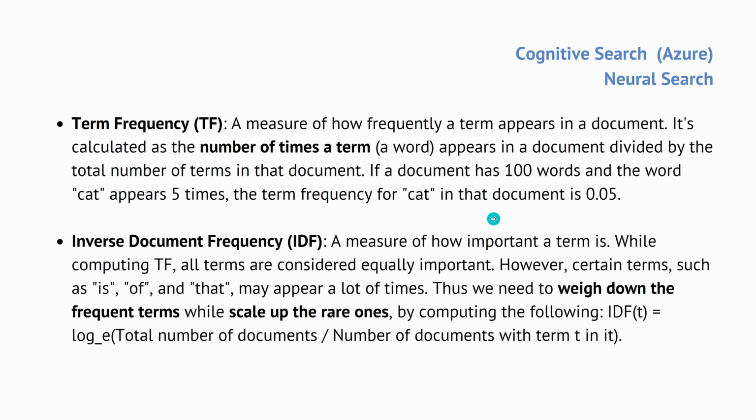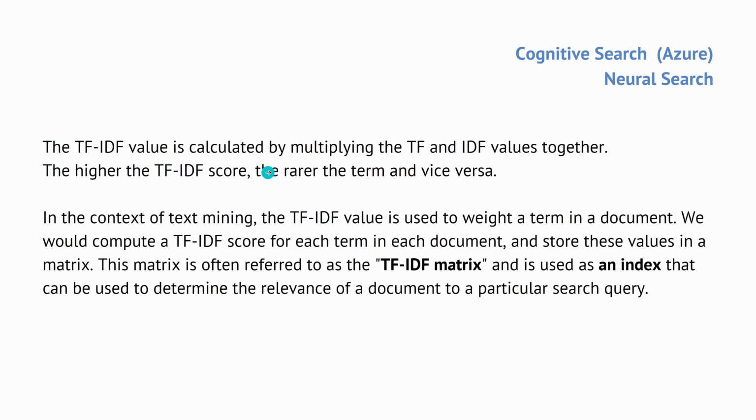Now, the problem is that in a document you have a lot of words like is or of or that or they. So you want to get rid of this because otherwise they would be in the top position. So we need to weigh down the frequent terms like those and scale up the rare ones. My goodness. So this is simply a log e function. And you're not going to believe it, if you multiply this value, you get exactly the TF-IDF score.